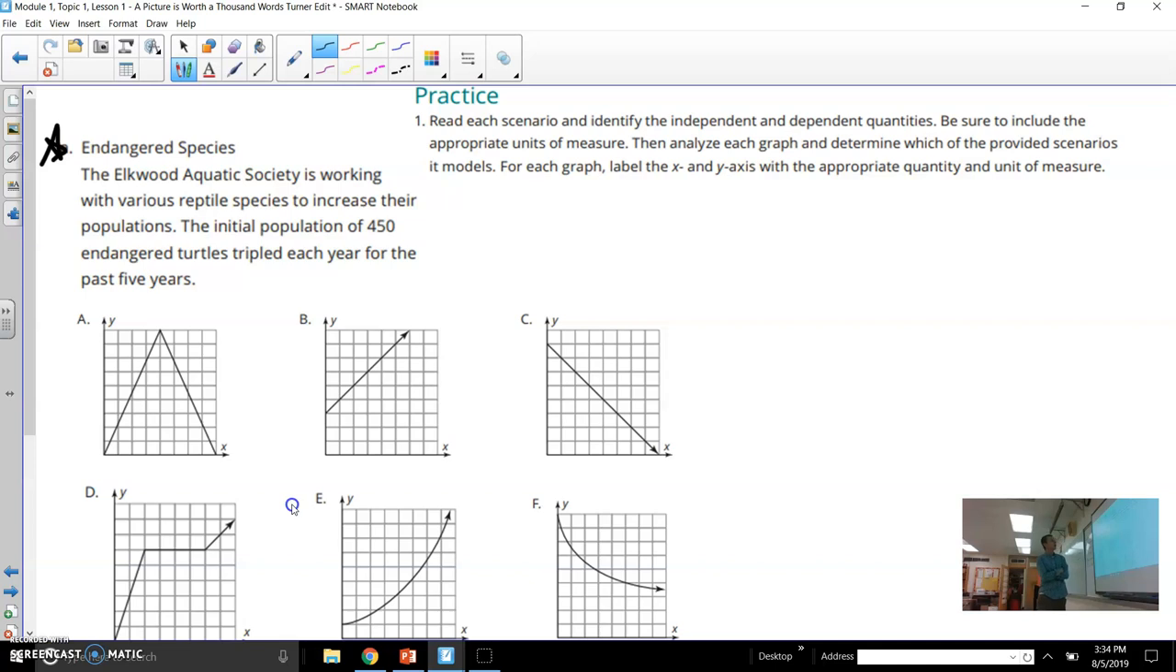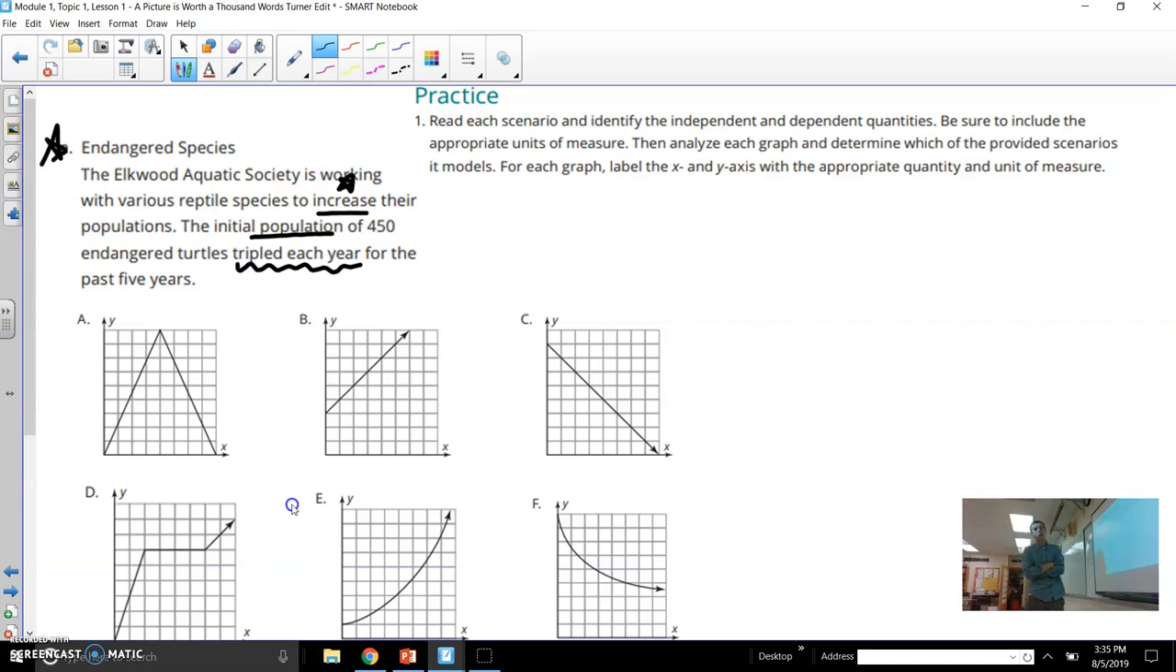The Elkwood Aquatic Society is working with various reptile species to increase their populations. The initial population of 450 endangered turtles tripled each year for the past 5 years. So I'm kind of thinking a few key words in here. We're talking about turtle population. It seems like it is tripling each year. That seems important. Based on the context of the question, their goal is to increase their populations over time.